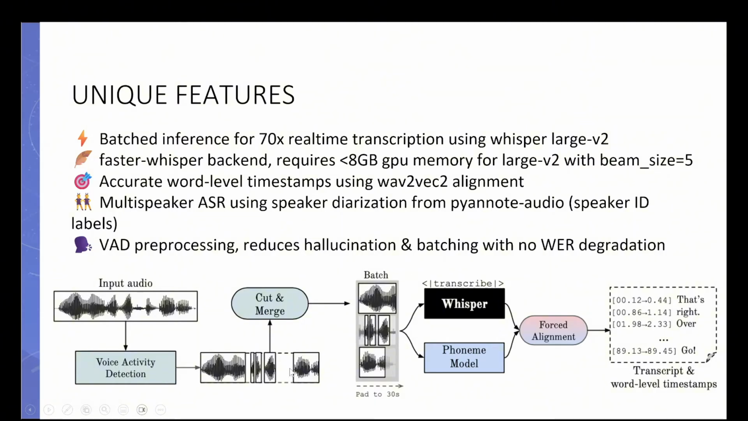In the overall diagram, the input audio is submitted to voice activity detection. Silence segments are identified and removed. So you cut and merge, and then you batch process the remaining parts of audio into 30-second windows, submit these to Whisper to do the transcription and to the phoneme model. And then you force an alignment between the output of the two models, and that's how you get the word level timestamp. So it will tell you the timestamp of every single word in the audio recording.